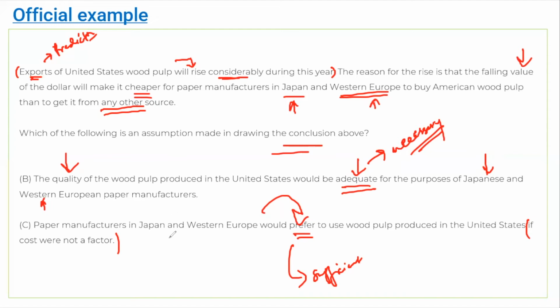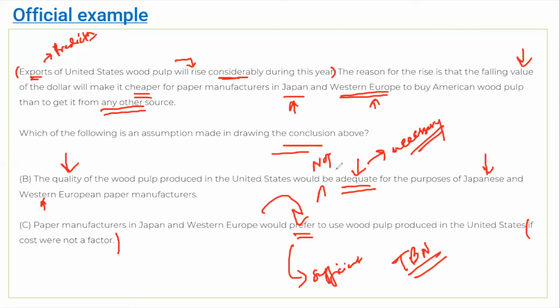Now, let's apply the technique that I was talking about. The technique is known as trial by negation. Okay, TBN, trial by negation. What do we do? Whenever we are faced with two close choices for assumption questions, we apply this. How do we do that? We basically negate what is given in the option. Okay, so let's try and do that. The quality of the wood pulp produced in the US would not be adequate for the purposes.